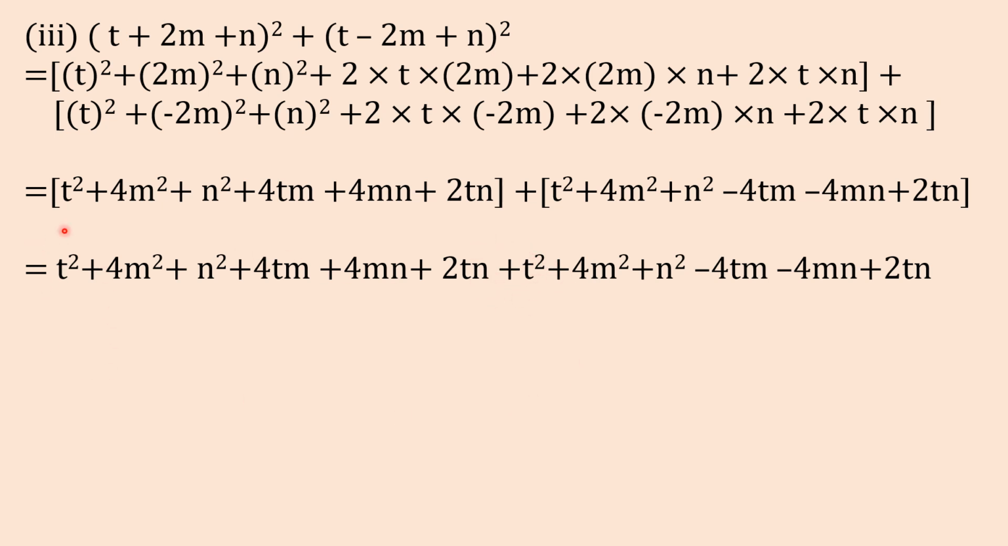t square here also, t square here also. Now both are with the same sign, so it will not get cancelled. Here also 4m square, here also 4m square with the same sign, not cancelled. So this one plus n square, here also plus n square, it will not get cancelled.